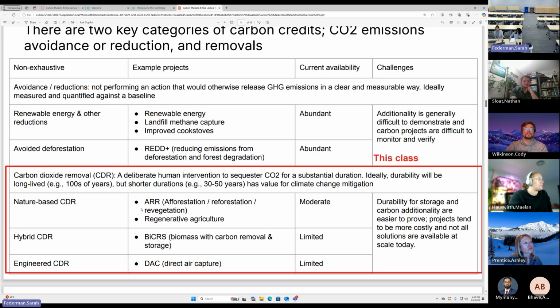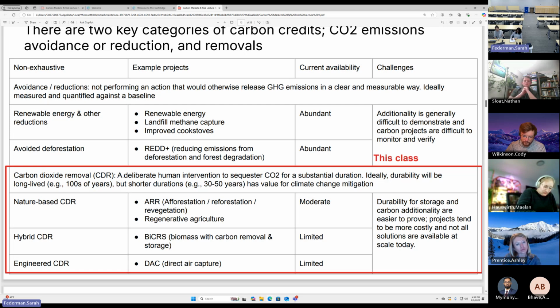The other class of credits that we see a lot, well, not as often on the market, is carbon dioxide removal, or CDR. This can be classified as a deliberate human intervention where you're sequestering carbon dioxide for a substantial duration of time. Ideally, this would be hundreds or thousands of years, but we're also seeing more abundantly shorter durations, like 20, 30, 50 years. You can think of those more as deferred emissions, and that's most of the nature-based space.